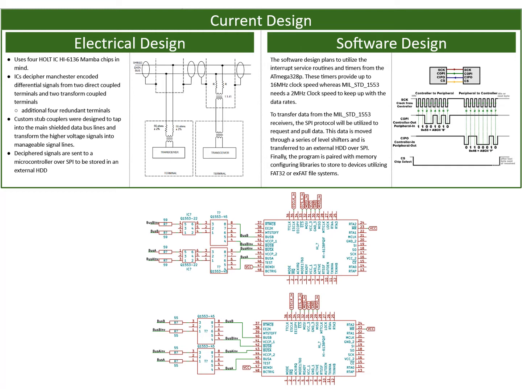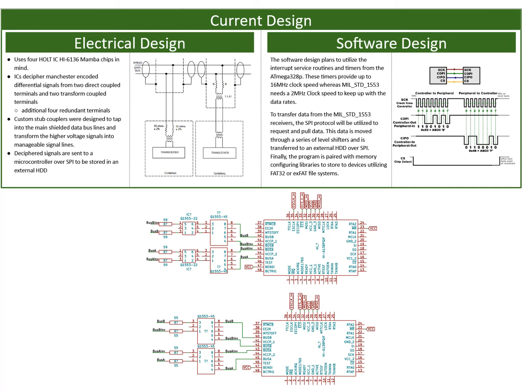First, we had to create this coupler to transform the data into a much more manageable voltage range for our electrical systems. These electrical systems then transceive the data, store the data into SRAM, and then send the data off to our microcontroller. The microcontroller is then able to interpret this data and use SPI to send it over to our external hard drive.